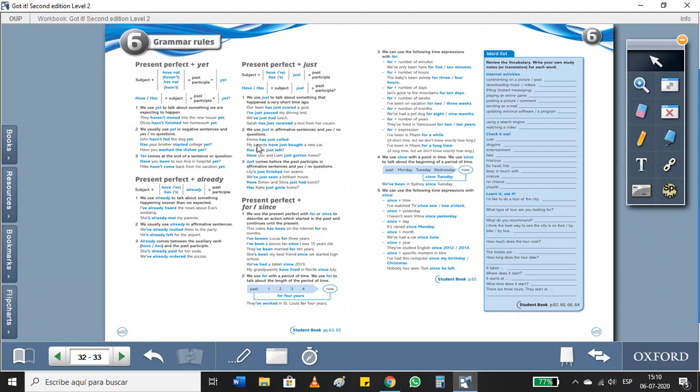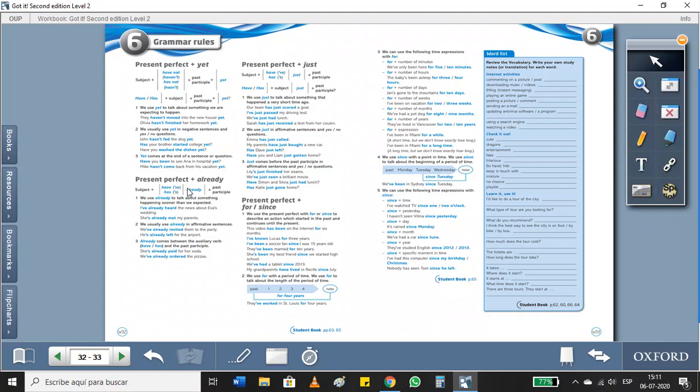Okay? We use just in affirmative sentences and just in questions, as I said before. For example, here, Emma had just called. My parents have just bought a new car. Has Dave just left? Have you and Liam just gotten home? And finally, as you can see here, just comes before the past participle. Okay? Here, always here, past participle and just before it. Okay? Don't forget that.